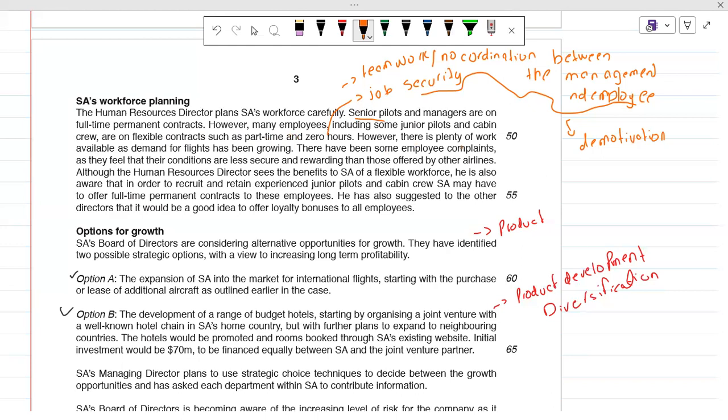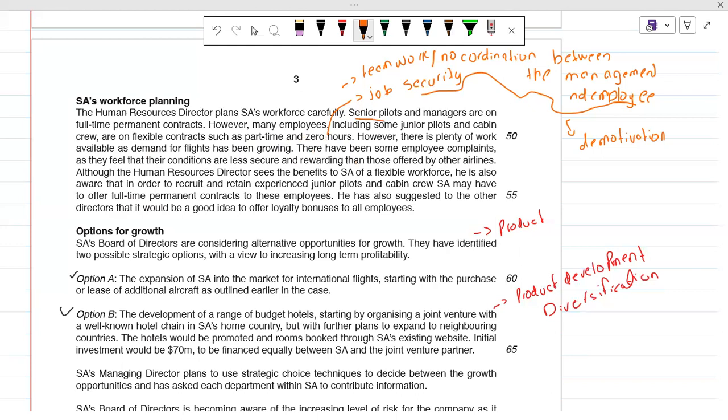However, there is plenty of work available as demand for flights has been growing. This is a plus point here, that demand is growing. So it means that a part-time contract or a zero hours contract may have some benefits for the employees, because demand is growing, so the chances of work are very high as a business.